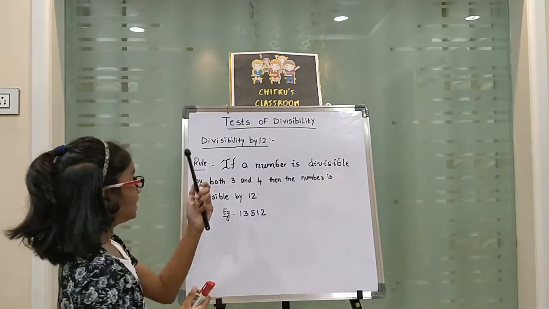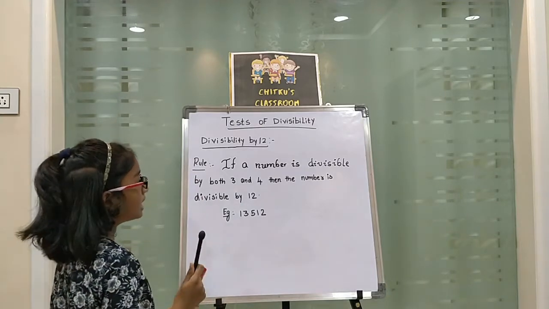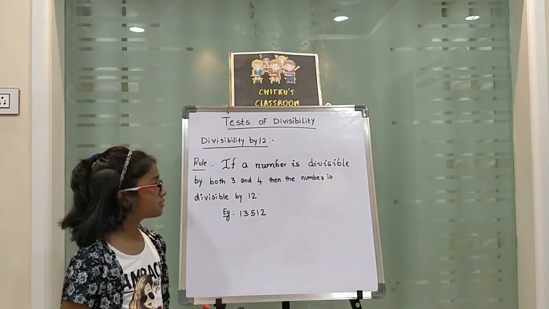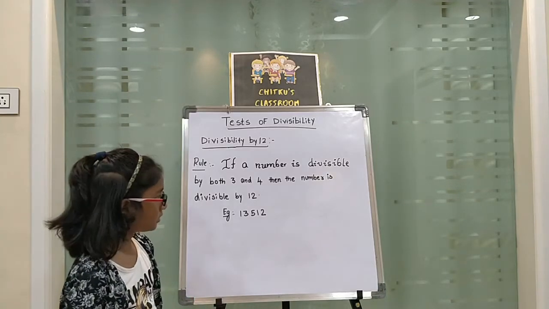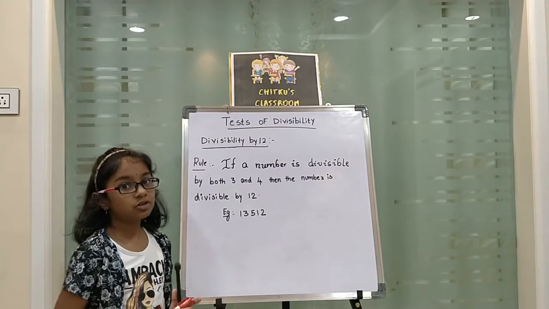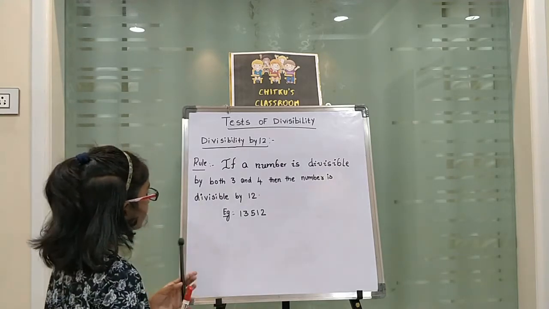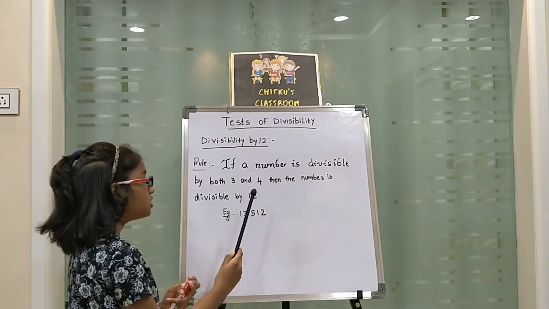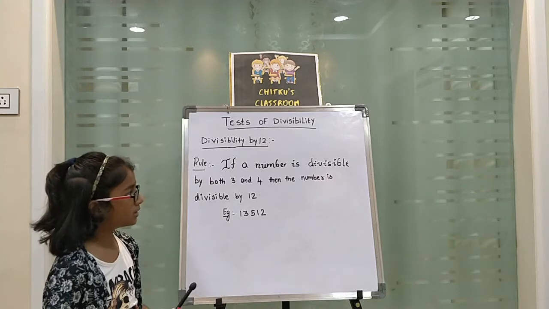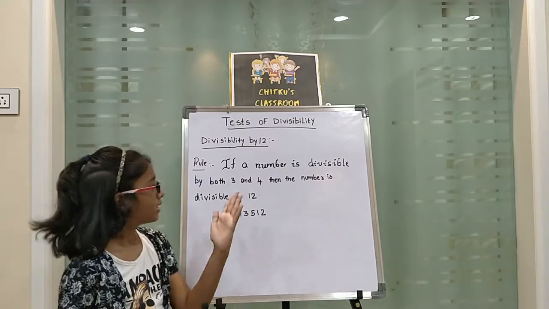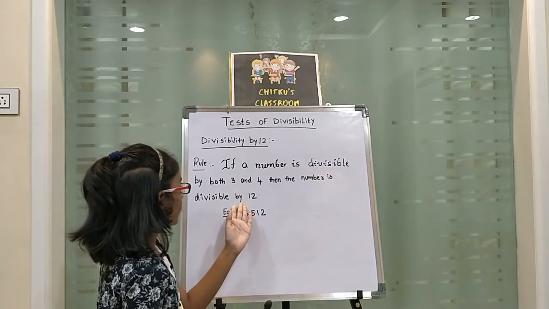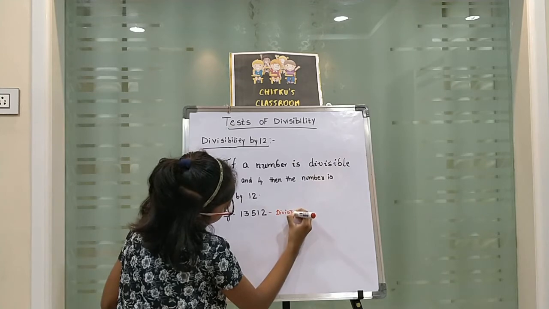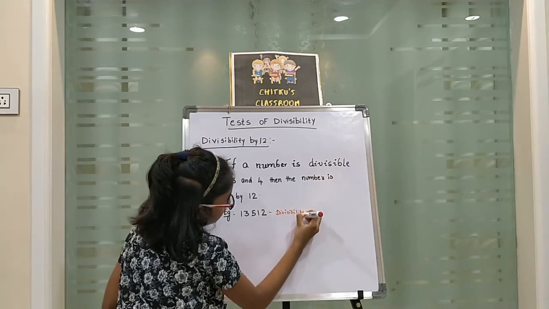Test of divisibility by 12. If a number is divisible by both 3 and 4, then it is divisible by 12. So do you want to know divisibility by 12? Let's learn it, okay? We already know about divisibility by 3 and 4. So let's do the divisibility rules of 3 and 4, then we'll find the divisibility by 12. The divisibility rule of 3 first, okay?